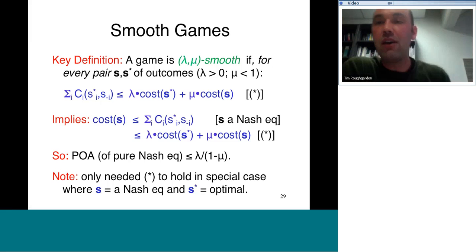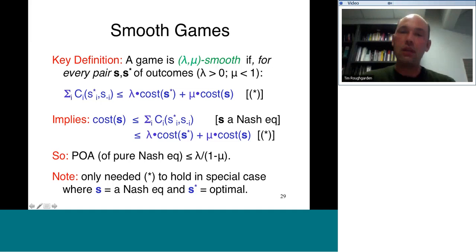I will show you later that if a game is smooth, not only are the pure equilibria within a factor of lambda over 1 minus mu, as we see on this slide, but in fact, so are those more general equilibrium concepts discussed earlier. But that is not obvious. I owe you a proof for that. What I do hope you understand at this point is that smoothness is a sufficient condition to bound the quality of pure Nash equilibria. Maybe a stupid question.